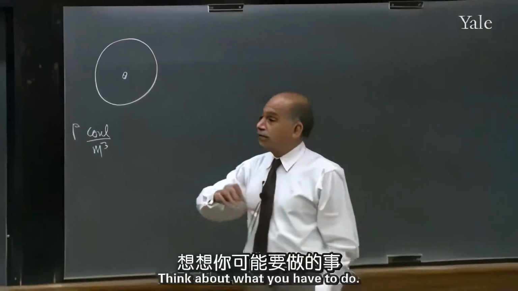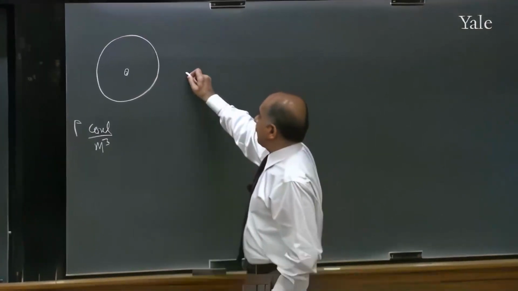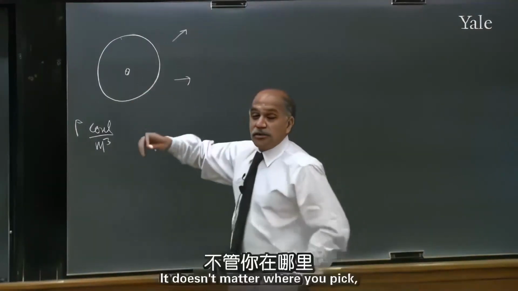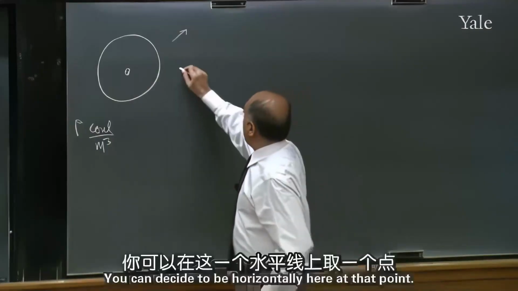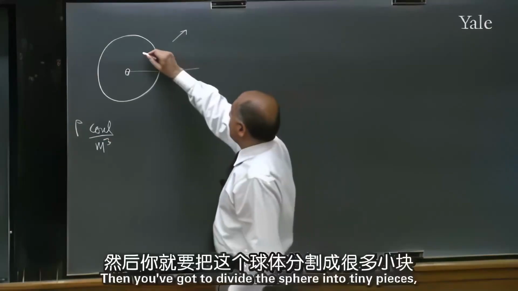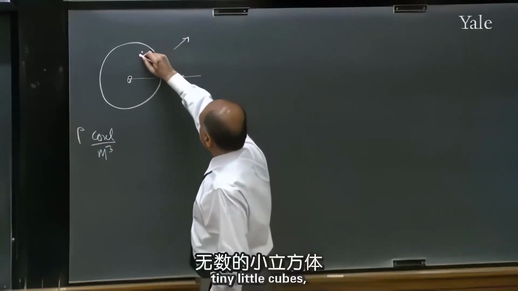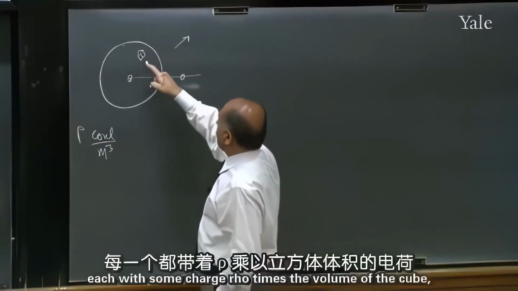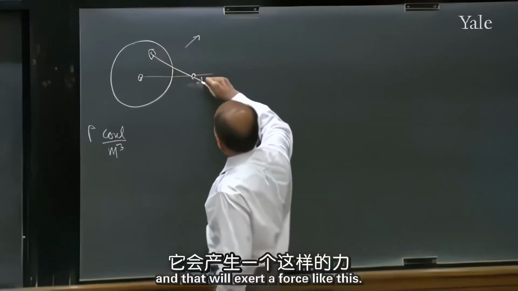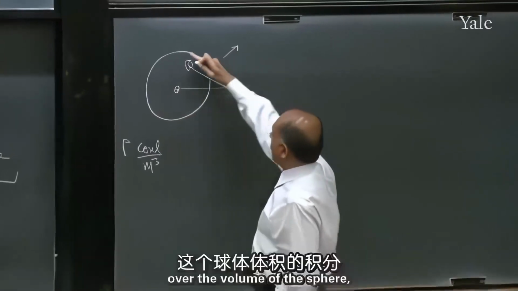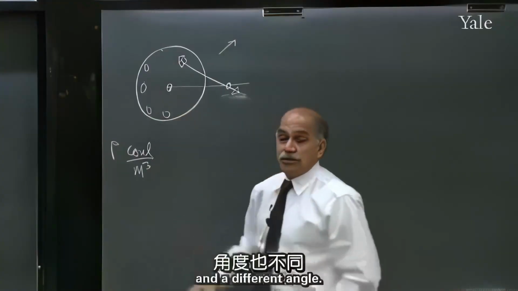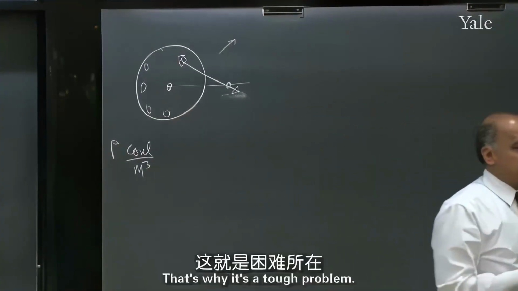Think about what you have to do. You want to sit somewhere here. First of all, for a sphere, we know the field is going to be radial. It doesn't matter where you pick. Everything looks the same. You can decide to be horizontally here at that point. Then you've got to divide the sphere into tiny pieces, tiny little cubes, each with some charge rho times the volume of the cube, and that will exert a force like this. And you got to integrate it over the volume of the sphere, where each portion is at a different distance and different angle. You got to add it all up. That's why it's a tough problem.